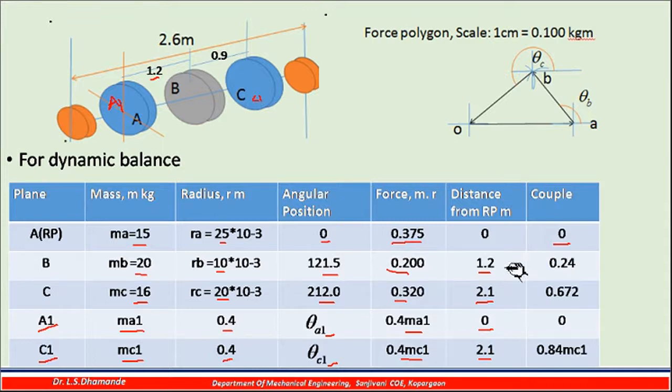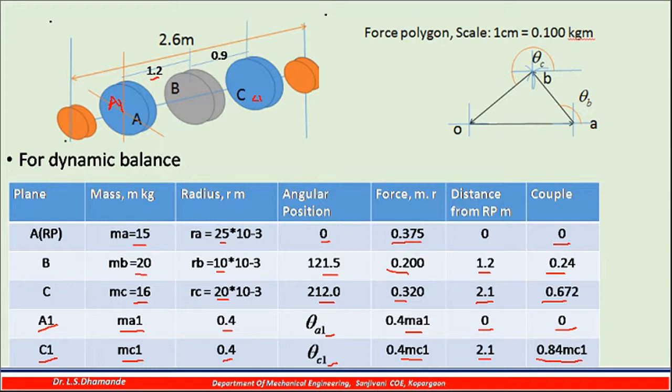So now if I take the product, this is my couple for the pulley B, this is the couple for the pulley C, the couple for A1 is 0, and this is the couple 0.84 MC1. So if you see this couple column, you will find out that there is only one unknown, MC1. So definitely by using this data, if you draw the couple polygon, the unknown vector will give me the value of this MC1.